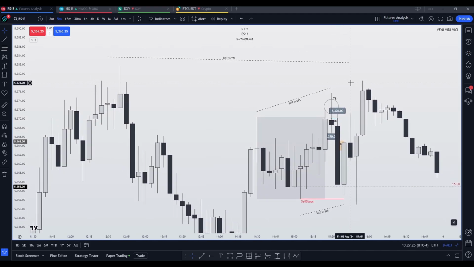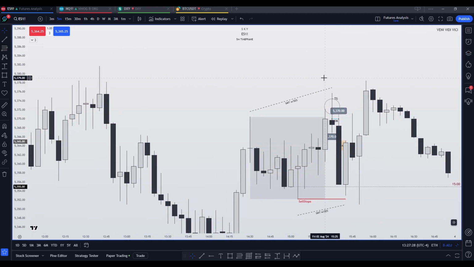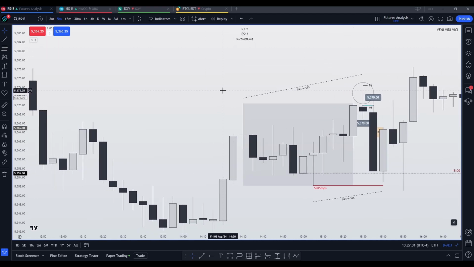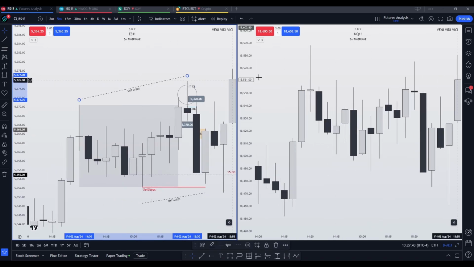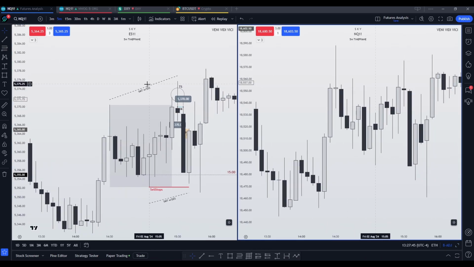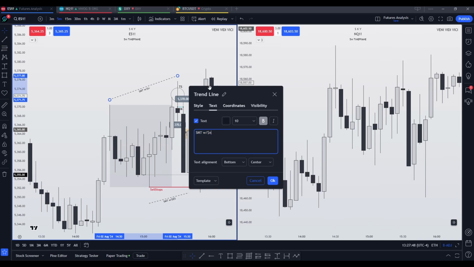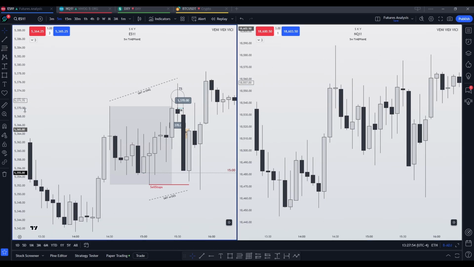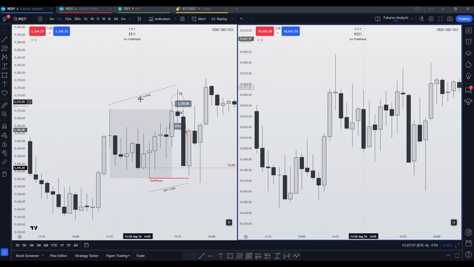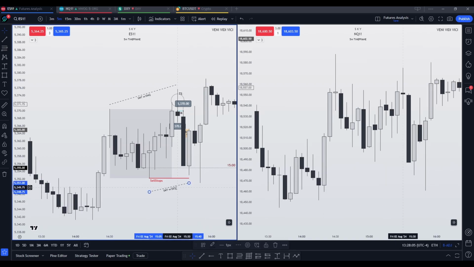Well, as you can see, here we have our range. We have some sort of sell stops and buy stops. We have an SMT with NQ. This is wrong. This is an SMT with NQ, sorry. SMT with NQ, because NQ didn't take the high that ES did. We then go forward, and we have another SMT once again with NQ.